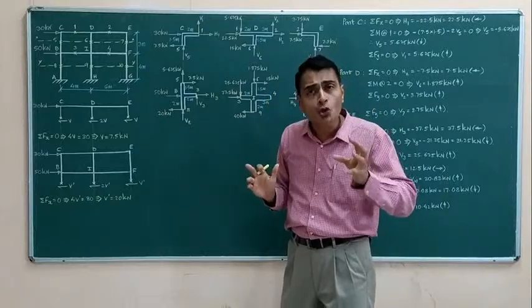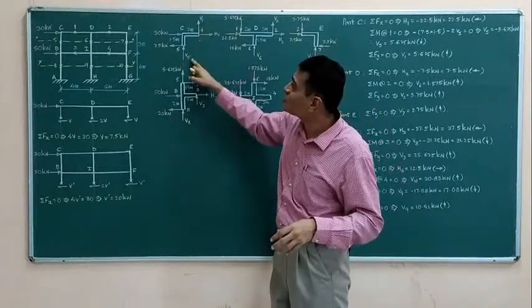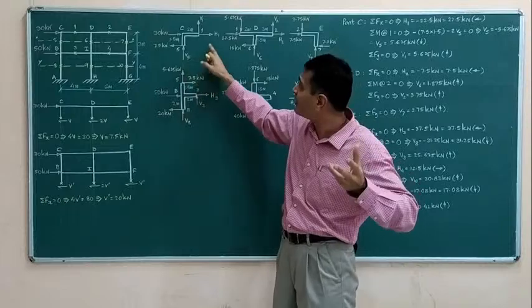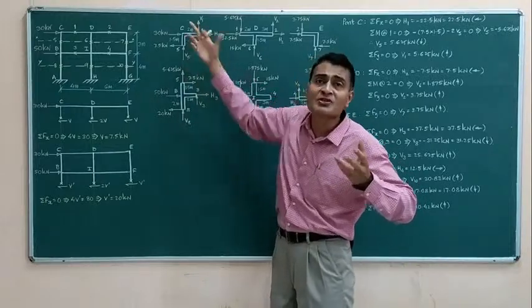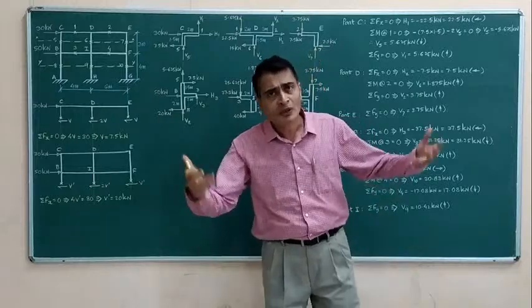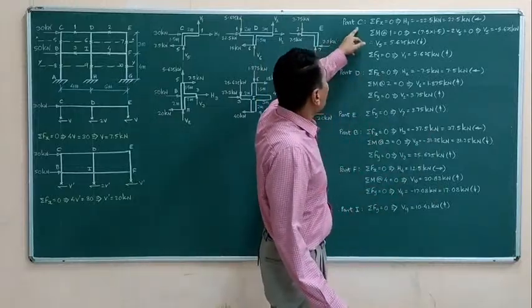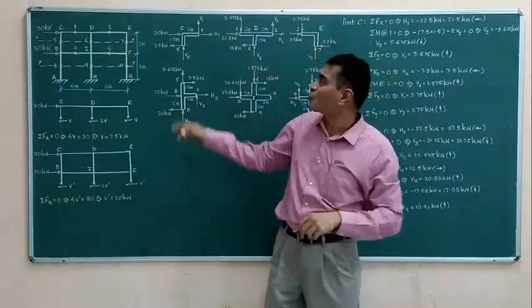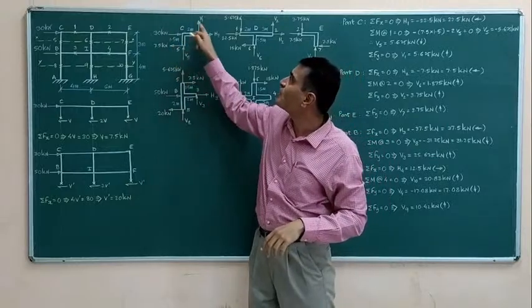I have just shown all the positive senses, like rightwards is positive and upwards is positive. That's all. Just one method I am following. I write here part C. Now when I say part C, actually I am going to say part 5C1.